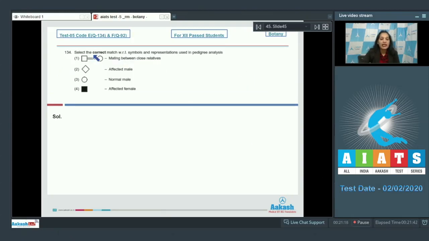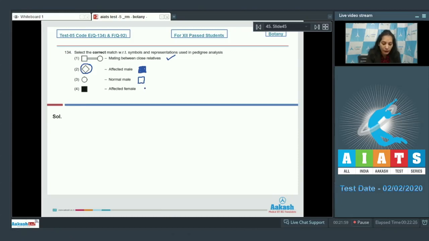Question number 134. Select the correct match with respect to the symbols and representations used in pedigree analysis. First option, show the symbol where mating between close relatives is seen. Yes, it is true. Affected male. Males are shown by the square. So this symbol shows the sex is unspecified in any individual. So affected male will be shown by the colored square. Normal male should be the normal square.